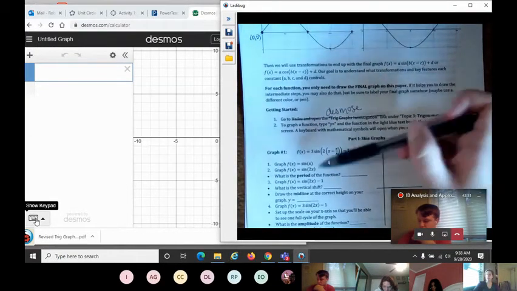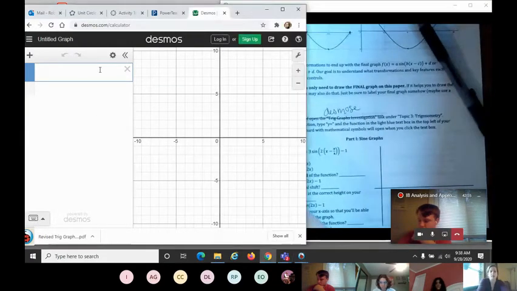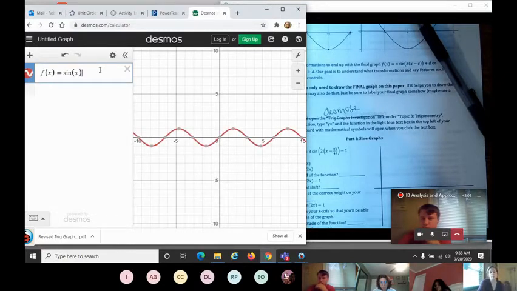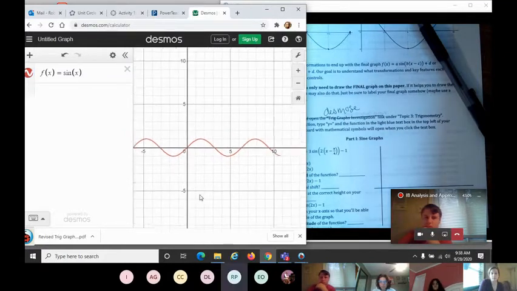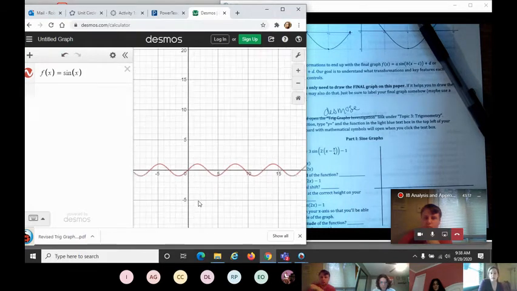So first it says graph f of x equals sine of x. I'm going to go to my Desmos graph, and I'm going to type in f of x equals the sine of x. Okay, and I should get this graph over here. Okay, so even if you don't have this paper, you should be doing this Desmos part along with me.